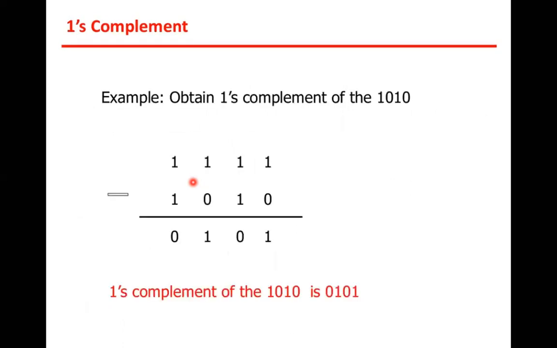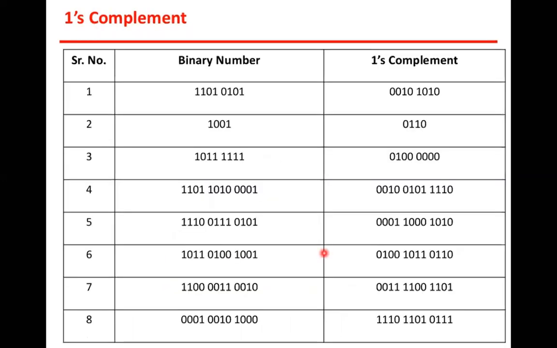See this, obtain ones complement of 1010. If you are doing ones complement of 1010, the answer will be 0101. Here you can see these are all the binary digits, and the ones complement of this: if it is a 1, it will be 0. If it is 0, it is a 1.